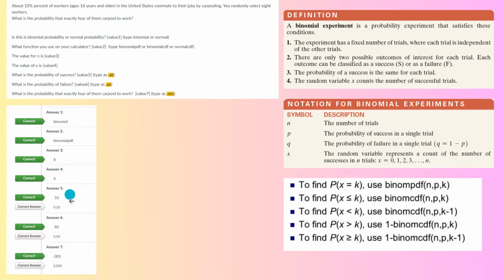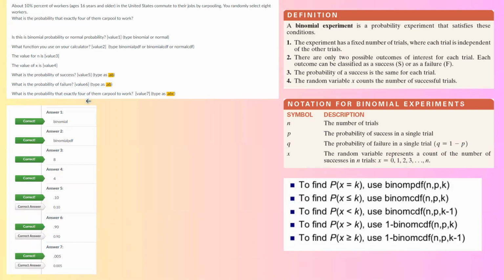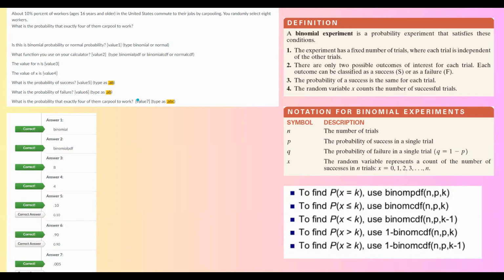And then, what is the probability of success? You know 10% carpool, so it's going to be 10%. What's the probability of failure? That's 1 minus 10%, which is 90%. Now the question says, what is that probability? We're going to use our calculator. Let us take a look at our calculator and do the calculation together. Let me share the screen and show you what to do.